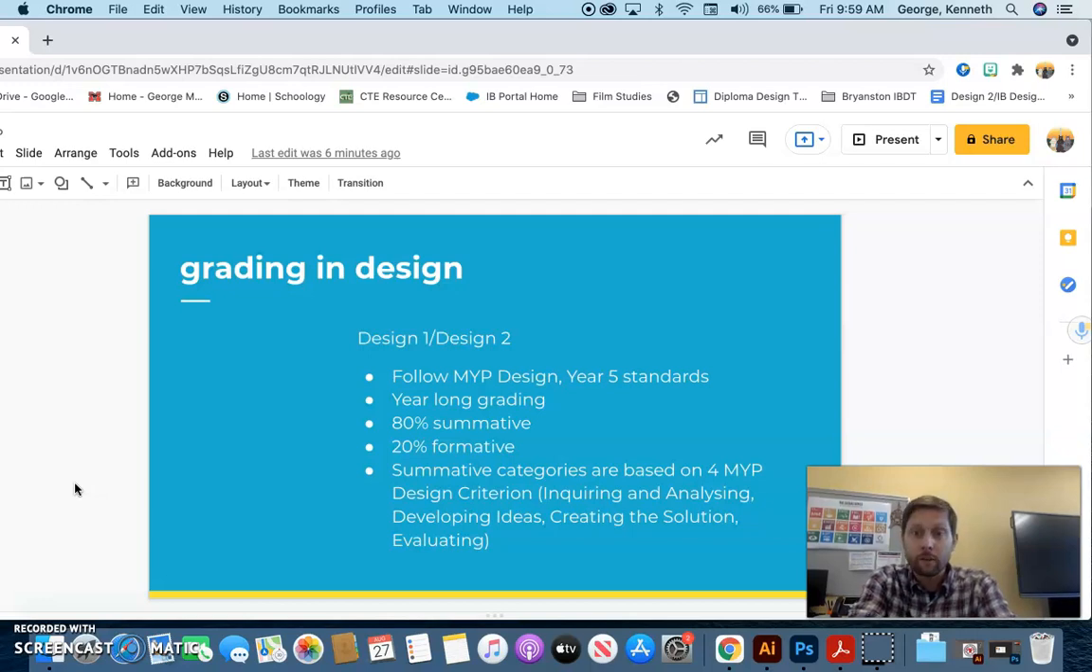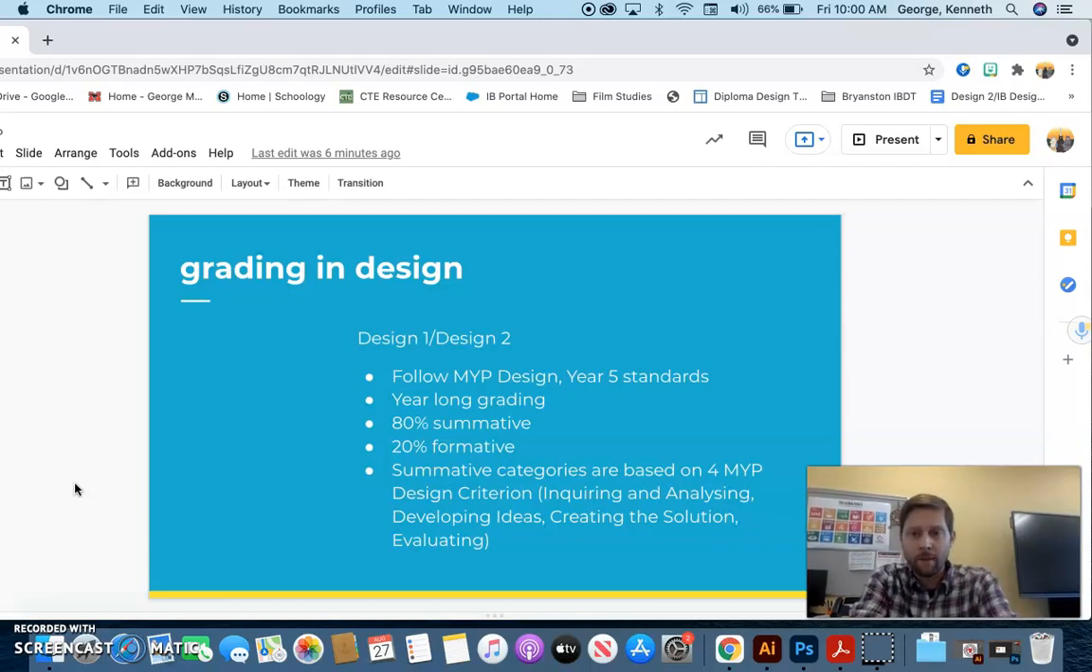Criterion C, creating a solution. So that's actually building the solution to the problem based on your ideas. And then criterion D, which is evaluating. So that's the idea that you would test your prototype or your solution to see if it's successful in solving the problem. So we go through those 4 processes. We'll do usually in both of those classes 4 to 6 units per year, where we run through all 4 steps of that design cycle.